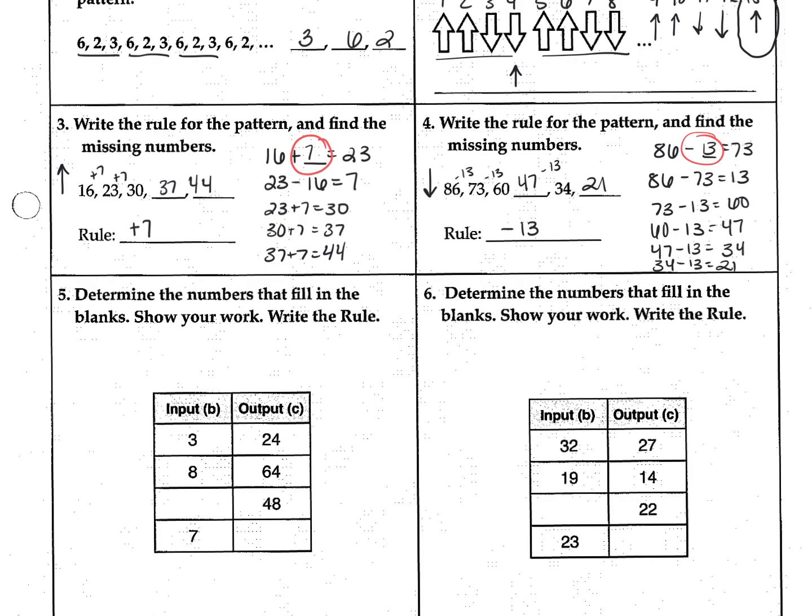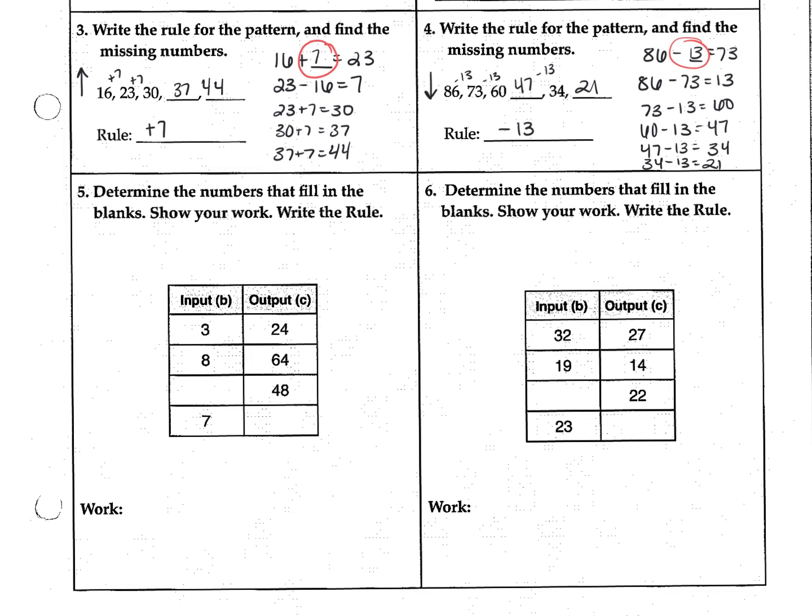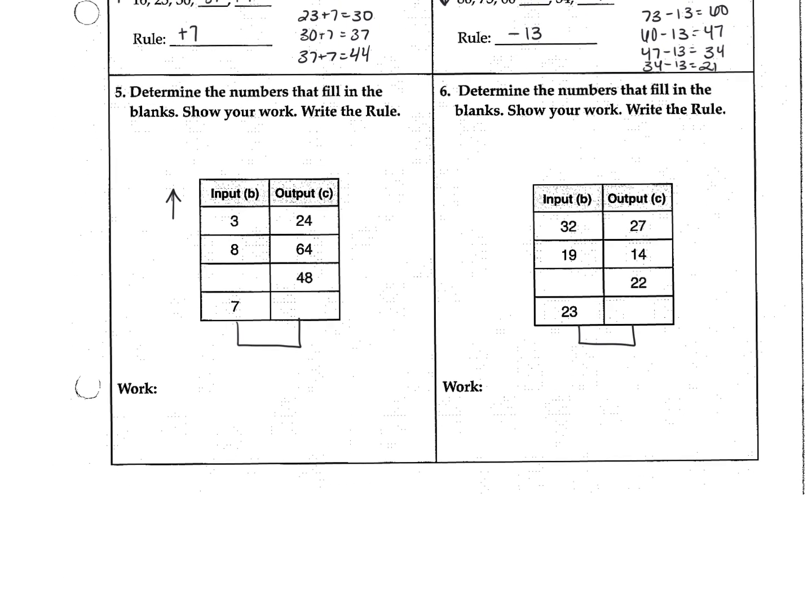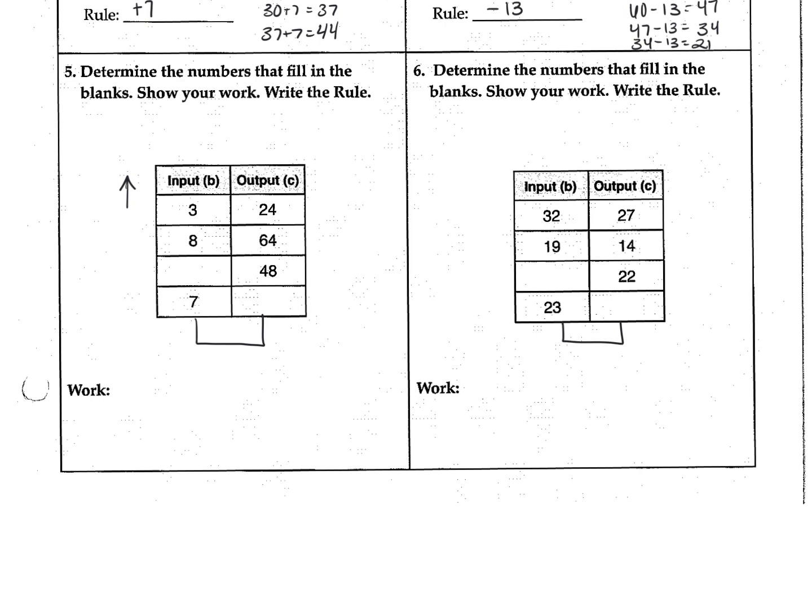Number 5, determine the numbers that fill in the blanks. Remember, we go from the input, we follow a rule, and we get the output. We don't have a rule box here, so I'm just going to draw one for number 5 and for number 6. There we go. These numbers from input to output are increasing. They are going up in value. So I'm thinking, will I add or multiply? I'm going to try multiplication. 3 times something equals 24. 24 divided by 3 is 8. So my rule might be multiply by 8.